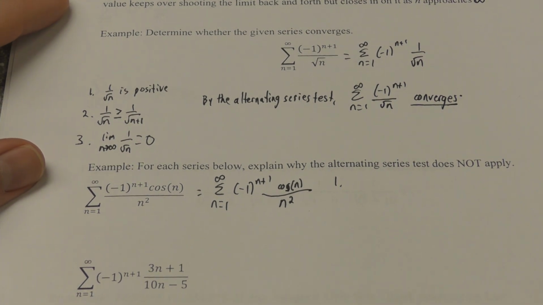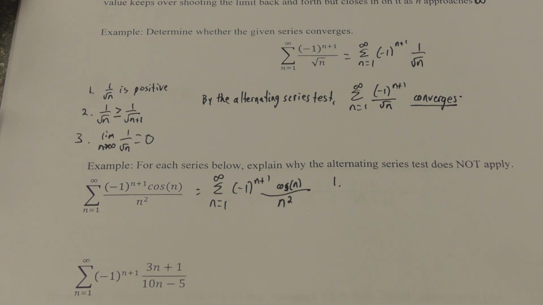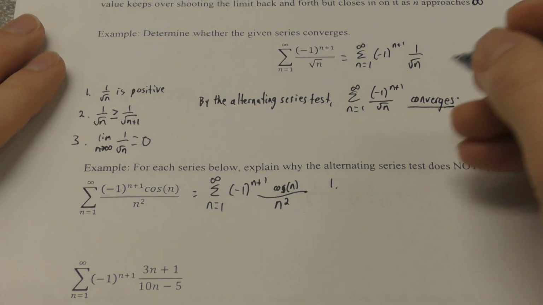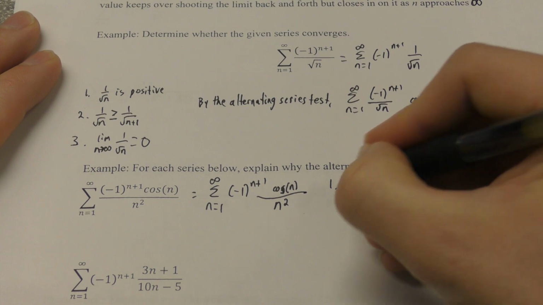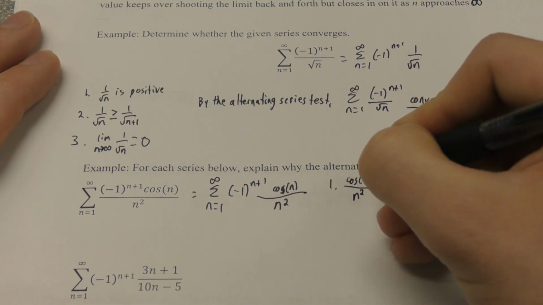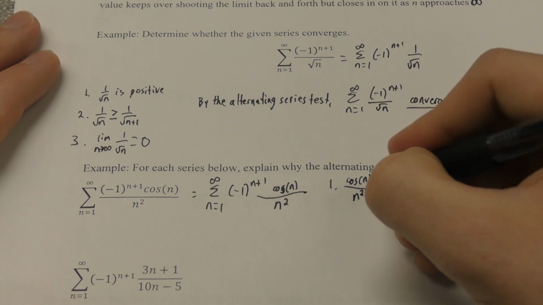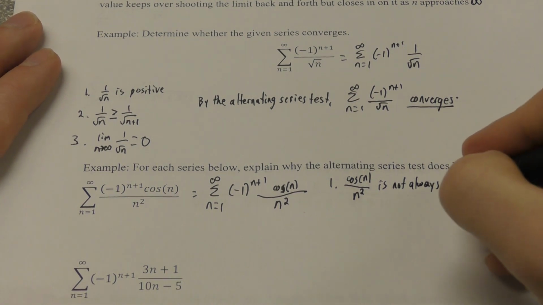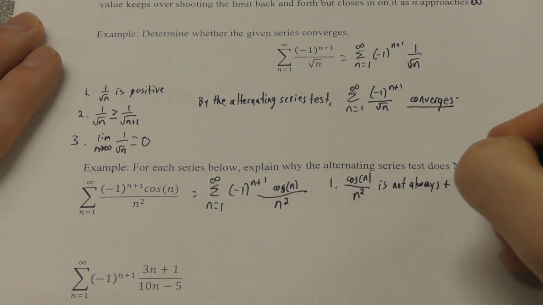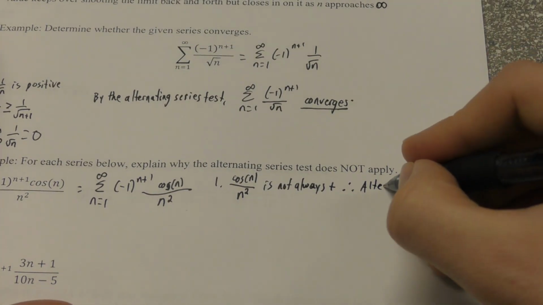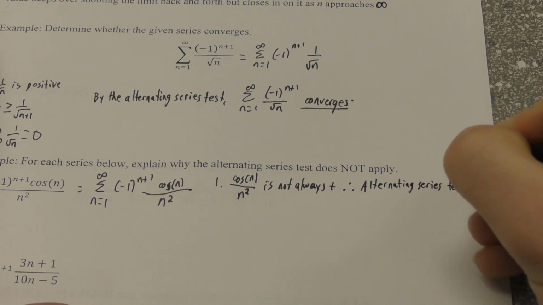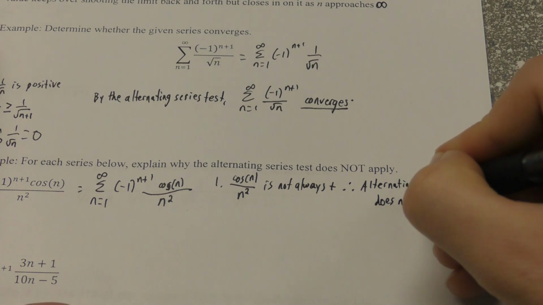Cosine of n. Well, cosine of n, as n ticks up, is sometimes going to be positive and sometimes negative. So I gotta say that the cosine of n over n squared, yeah, n squared stays positive, but cosine of n, depending on what I plug in there, will not be. I gotta say it is not always positive. Therefore, the alternating series test does not apply.